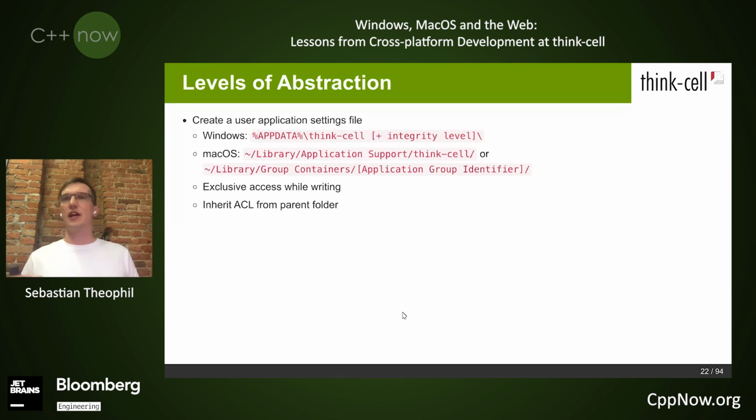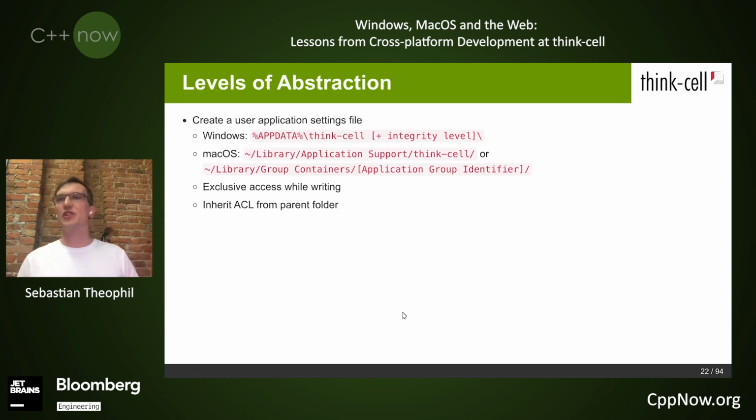Now on macOS, there are entirely different kinds of choices we have to make. The default location for the settings might be Library/Application Support/ThingCell, but it could also be that our application runs sandboxed and the settings file is shared with a group of sandboxed applications that we have written that are all part of the same application group. And then it goes in Library/Group Containers and some application group subfolder.